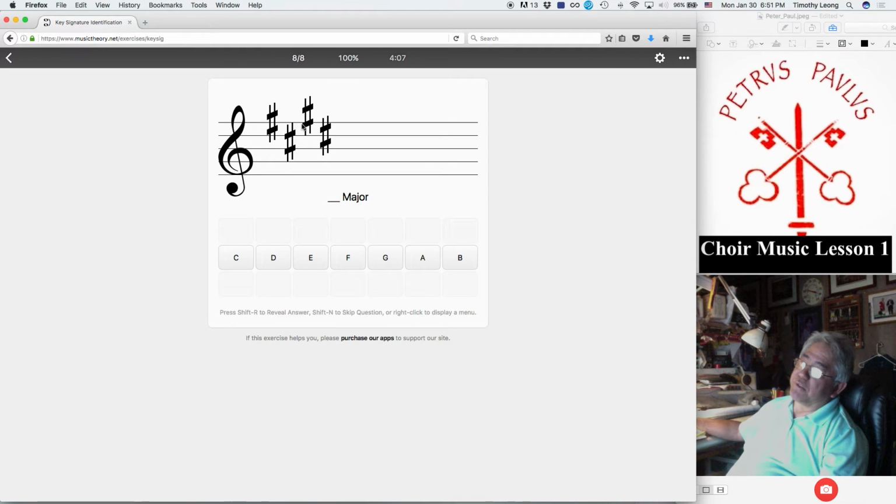4 sharps. So let's start, instead of this one here, this C, let's start a line below the staff for the C to figure this one out. So C, we go up 5. 1, 2, 3, 4, 5. That's D major, right? I mean G major, right? G major. Then we got another sharp.